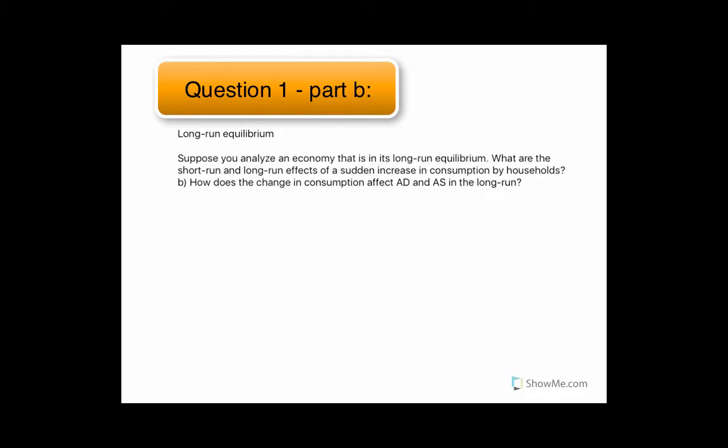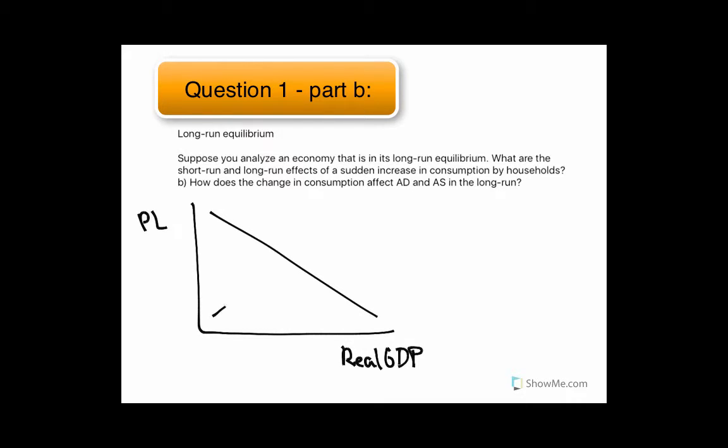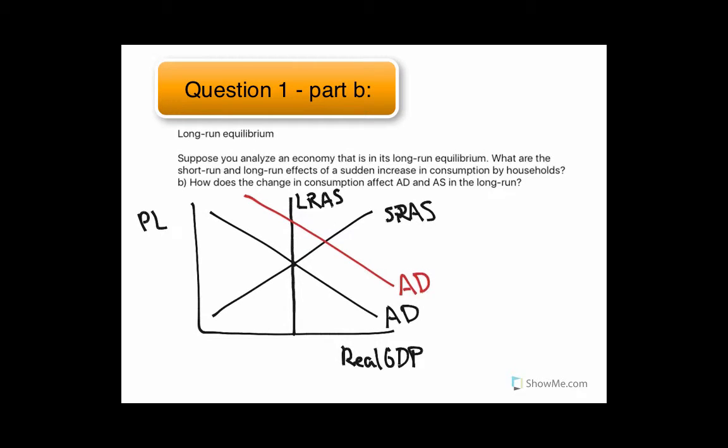Now part B of the question asks us to say what happens in the long run. So if we draw our graph again, now I'm not going to ignore the long-run aggregate supply. So let's say it tells us the economy started in equilibrium. So our long-run aggregate supply goes right through this intersection. Then, like we said before, there's a shift to the right in aggregate demand.